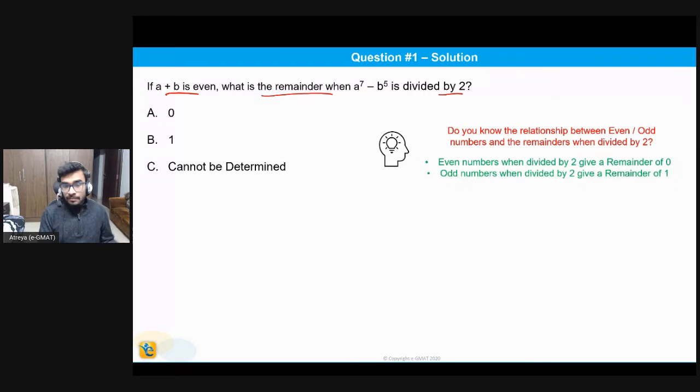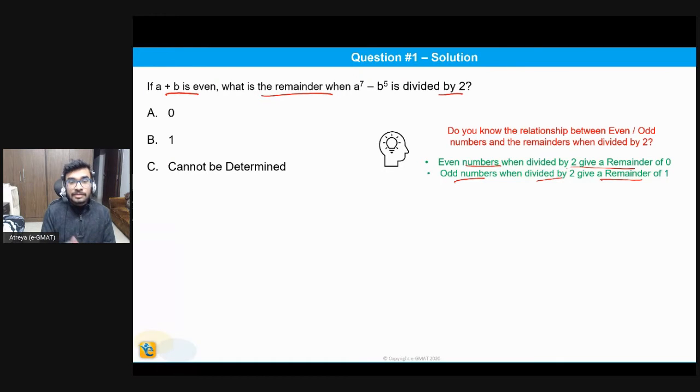For any even number, we already told you that it is of the form 2n. When you divide a number in the form 2n by 2, the remainder is always 0. So even numbers, when divided by 2, always give a remainder of 0. And odd numbers, which are in the form 2n plus 1, when divided by 2, give a remainder of 1. So here we need to answer whether 0 is correct, or 1 is correct, or I cannot determine the answer. That was the first step.